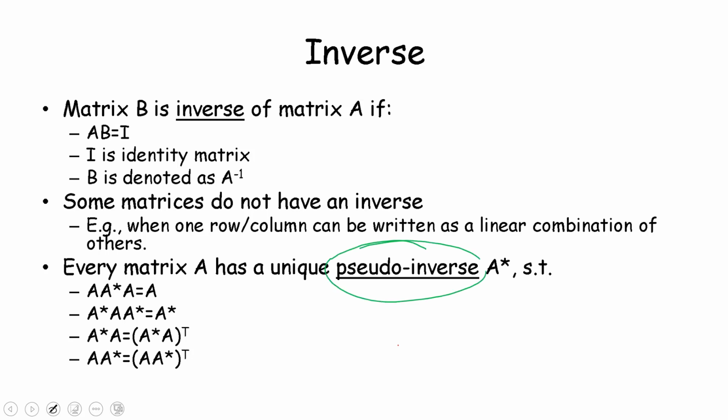When you multiply a matrix with its pseudo-inverse, you don't really get the identity matrix. But the result that you do get, when you multiply it with A, you get A back. So A times pseudo-inverse of A kind of acts like an identity matrix, even though it is not. Another feature of pseudo-inverse is that when you multiply A with pseudo-inverse of A, you get the same result as the transpose of that, which is another way of saying that this resulting matrix is really a symmetric matrix.